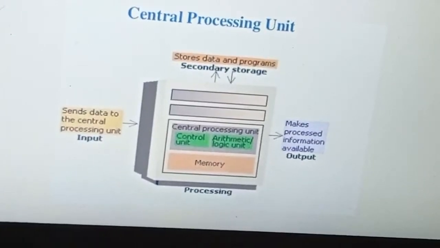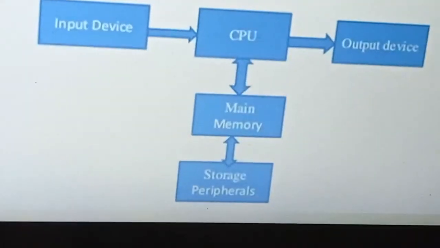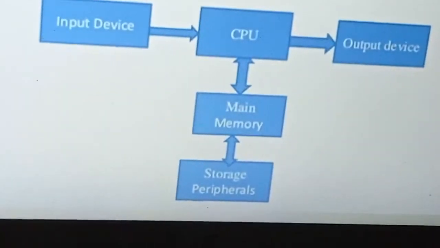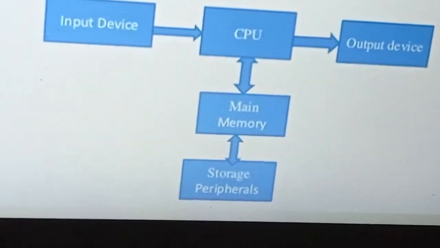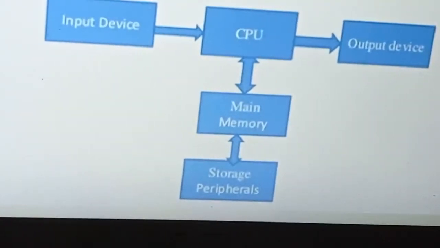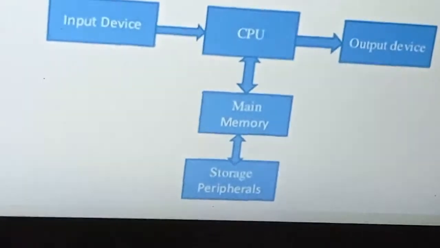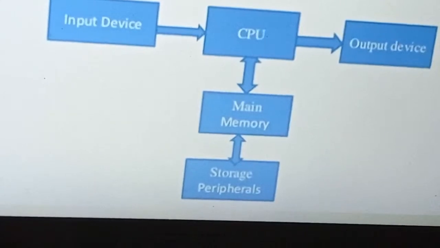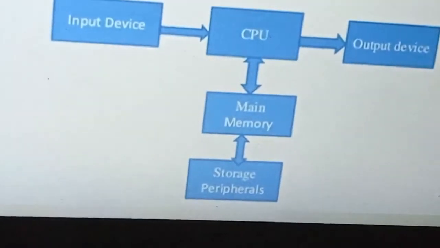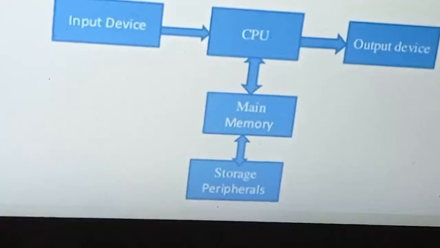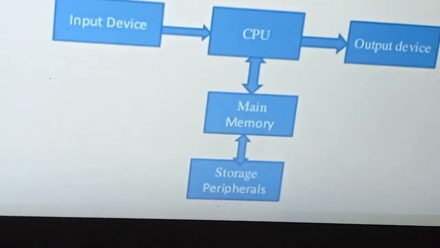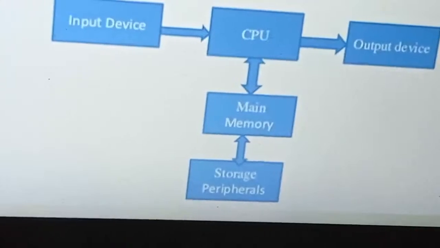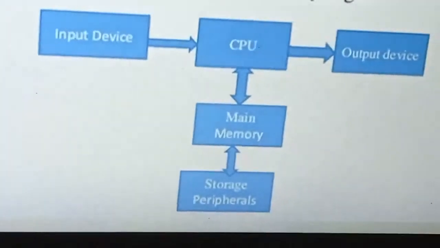This is about the block diagram of a computer: input devices, CPU, output devices, memory, and storage devices. What are the input devices? Keyboard, mouse, and so on. The output devices are printer, plotter, display, etc. And in the memory, we have discussed primary memory and secondary memory as storage, primary storage and secondary storage, and the CPU, which processes the given information.